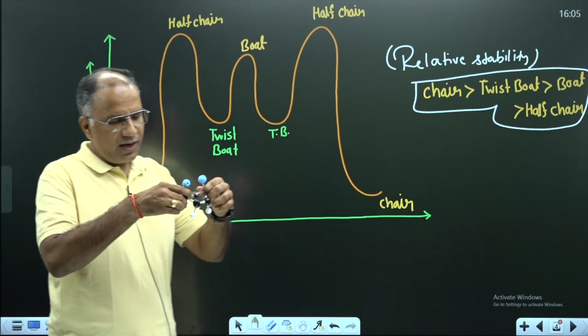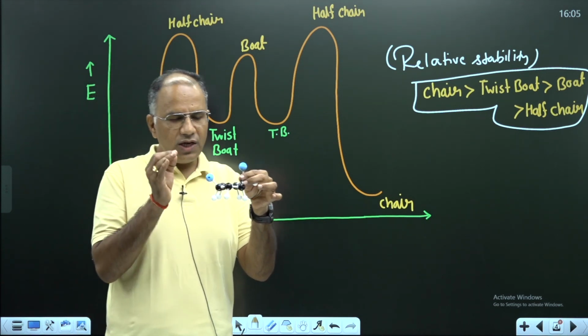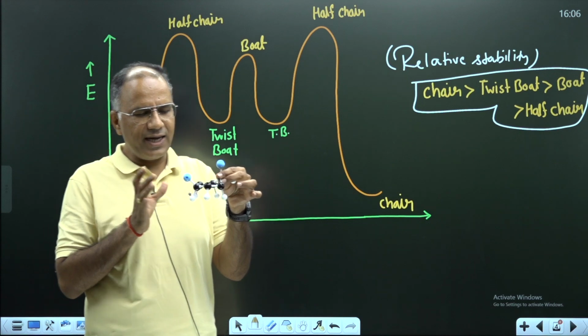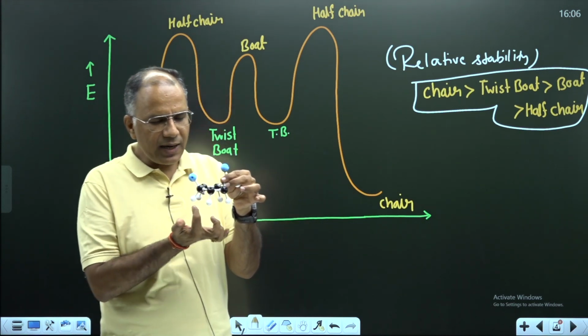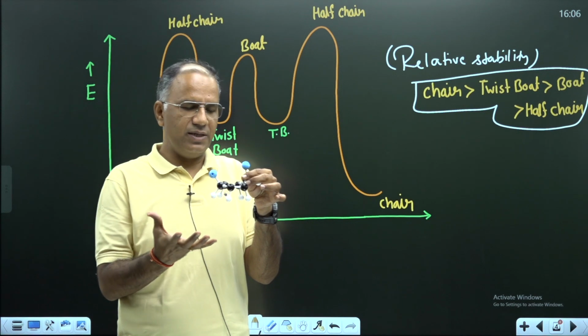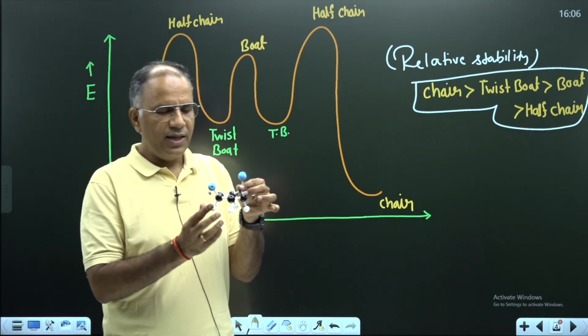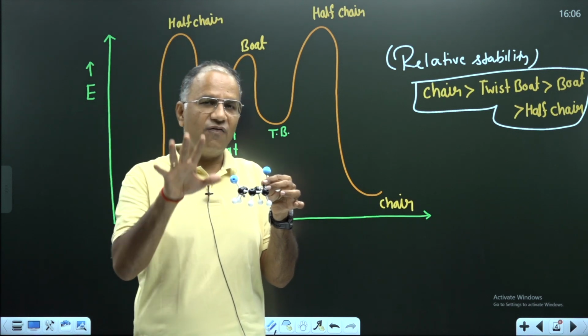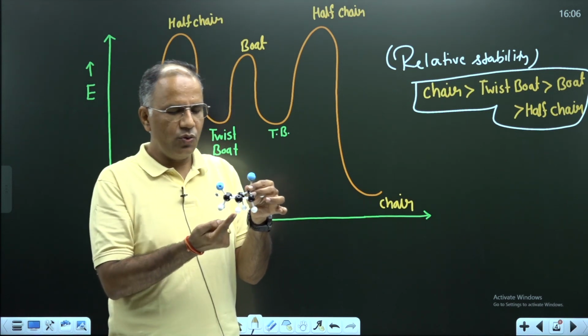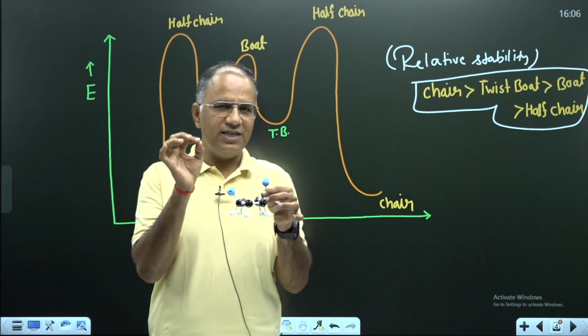If I convert this boat into half chair, if you closely watch this model, you will find that these 5 carbons are in the same plane. Basically, eclipsing of 5 carbons takes place. This H-H is parallel, this is parallel, this is parallel, this is parallel. There is an eclipsed conformer of 5 carbons: 1, 2, 3, 4, 5. That's why half chair is unstable.